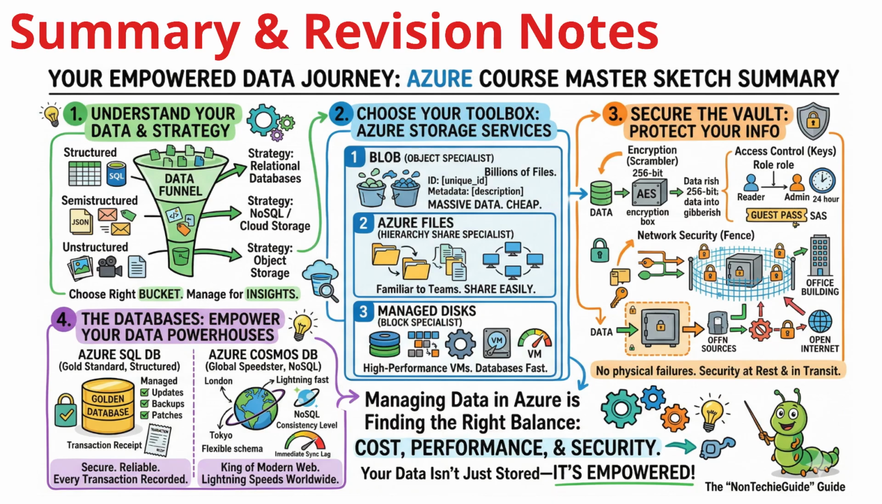To protect your information, we secure the vault with encryption, access control roles, and a network fence to keep the open internet out. Finally, we empower your data with dedicated powerhouses: Azure SQL for structured reliability, or Azure Cosmos DB for a globally distributed NoSQL speedster. Remember, managing data in Azure is about finding the right balance between cost, performance, and security. Your data isn't just stored, it's empowered.